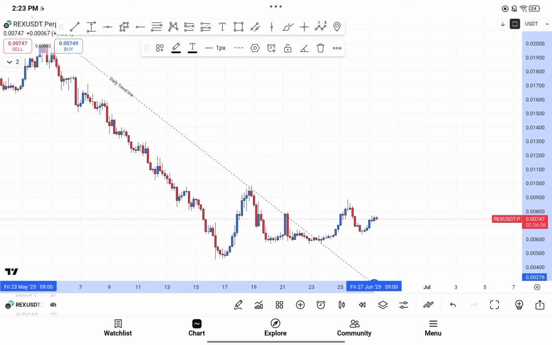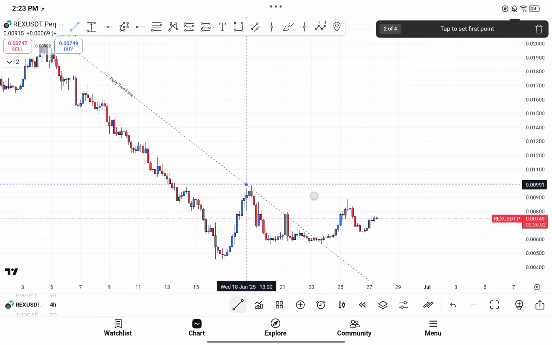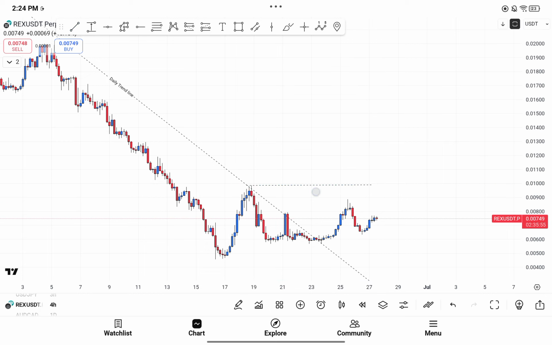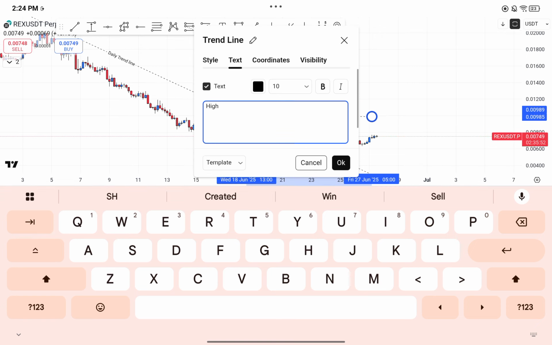You can see the market is trying to create a higher high. So this was an established high range. I'm going to label this as the high range that the market established.